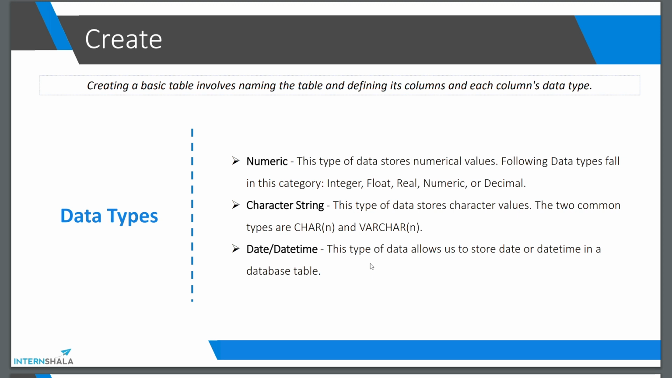Data types. Let's look at the data types we have in SQL. Numeric. This type of data type stores numeric values. The following data types fall in this category: integer, float, real numbers, numeric or decimal. The second one is character string. This type of data type stores character values. The two common types are char, which is character, and varchar, which is variable character. Date time. This type of data allows us to store date or date time in a database table.